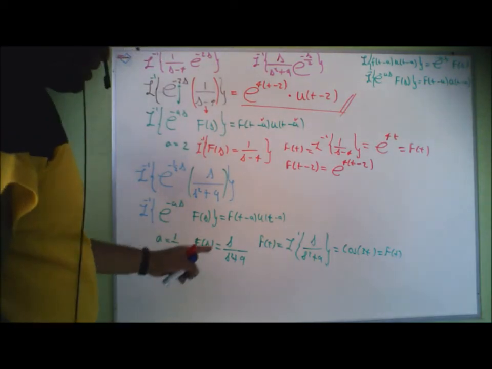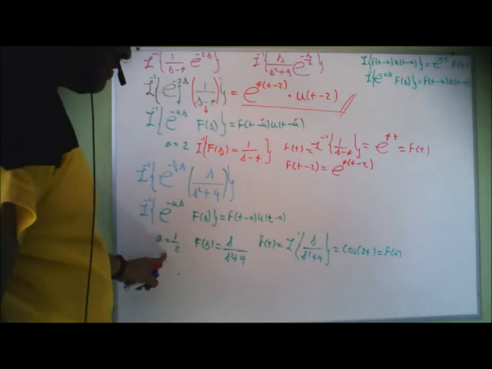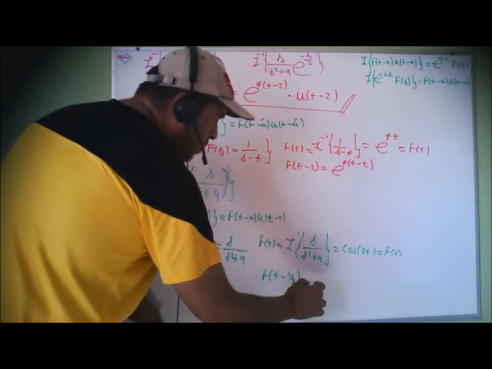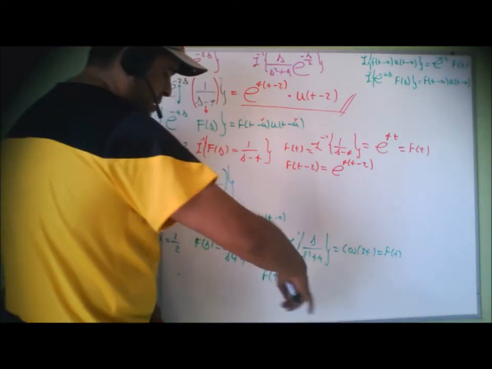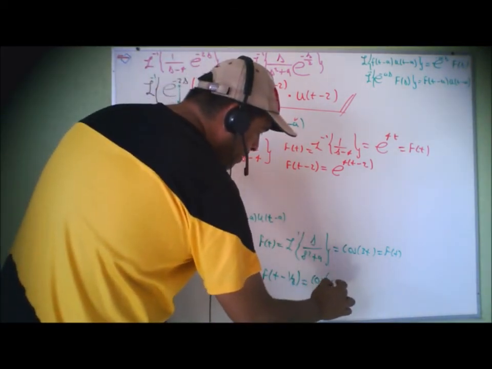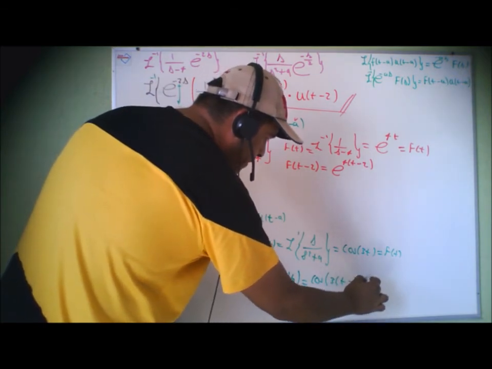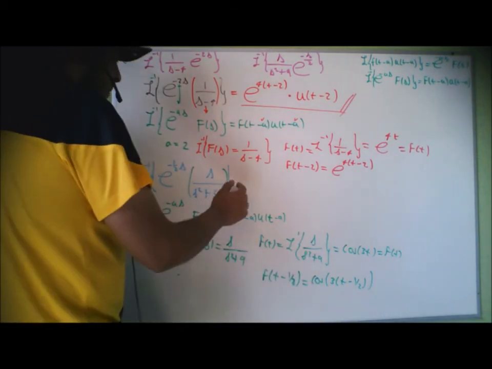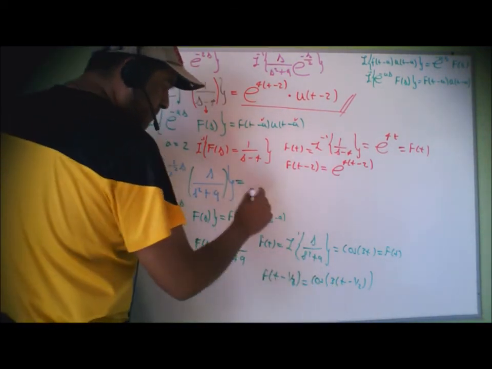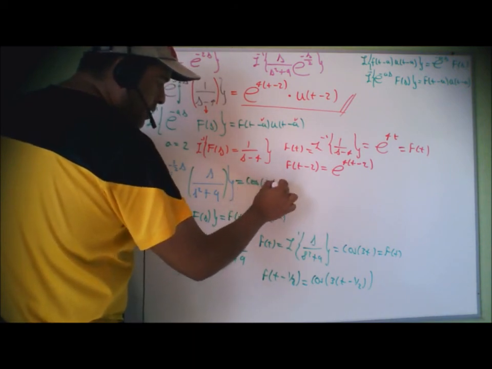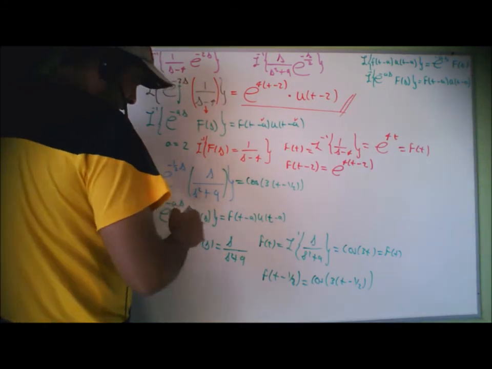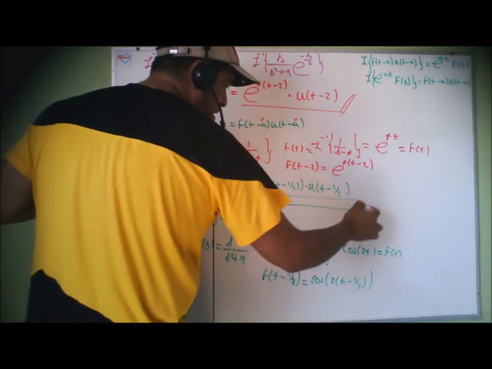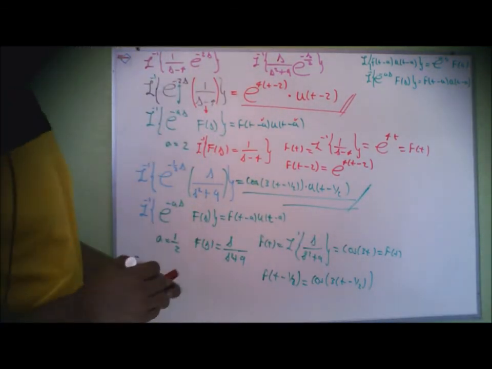But what you really need is f of t minus a. The value of a is 1/2, so what you really need is f of t minus 1/2. All you have to do is replace t by t minus 1/2, so it's the cosine of 3 times t minus 1/2. Then you plug this into the formula. So the Laplace inverse of this is the cosine of 3 times t minus 1/2, times u of t minus 1/2. And then you have calculated the Laplace inverse.